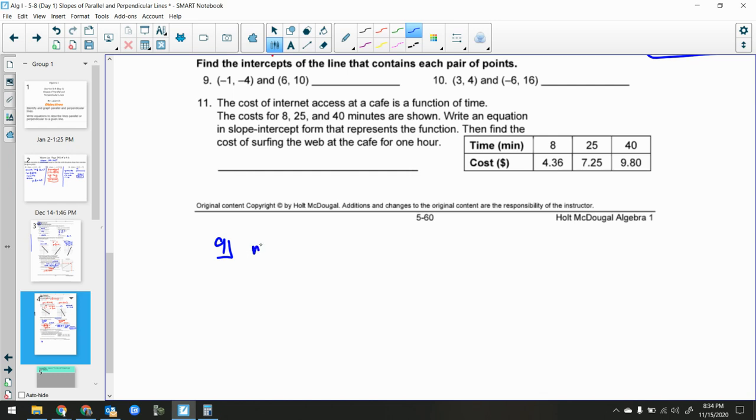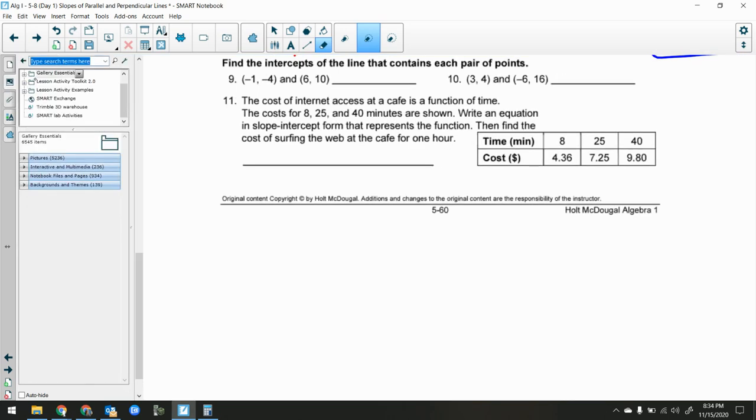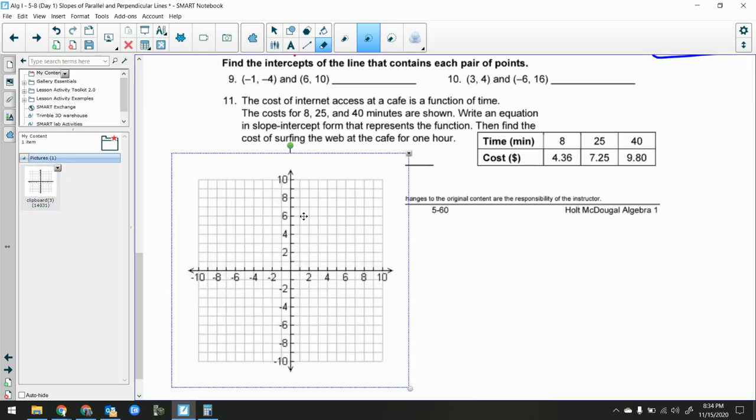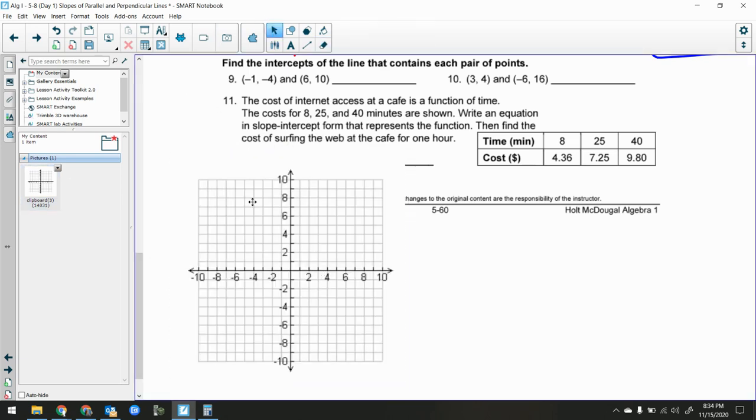Number 9 here. Got to find the slope first. So I think the best way to do these ones would probably be to just graph them. Let me show you. Okay. Let me show you. Here's number 9. And while we're at it, oh, you know what? I'll just use the same graph.